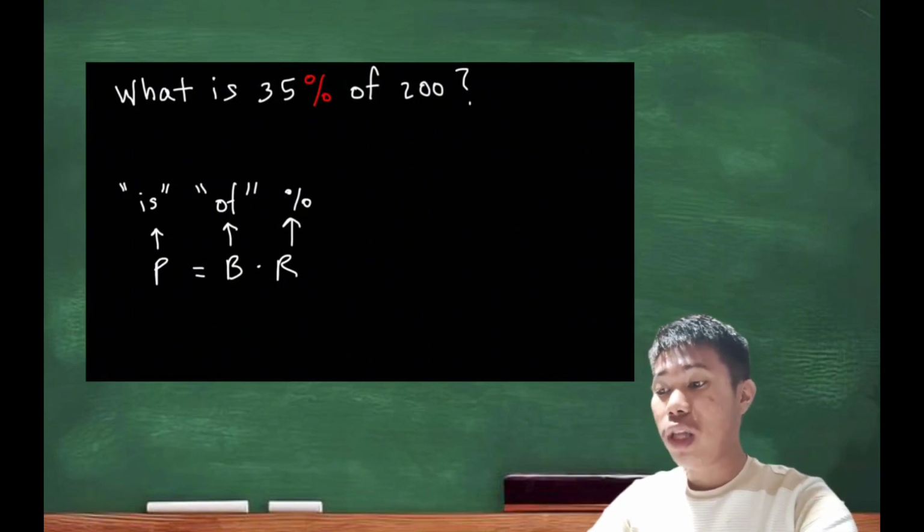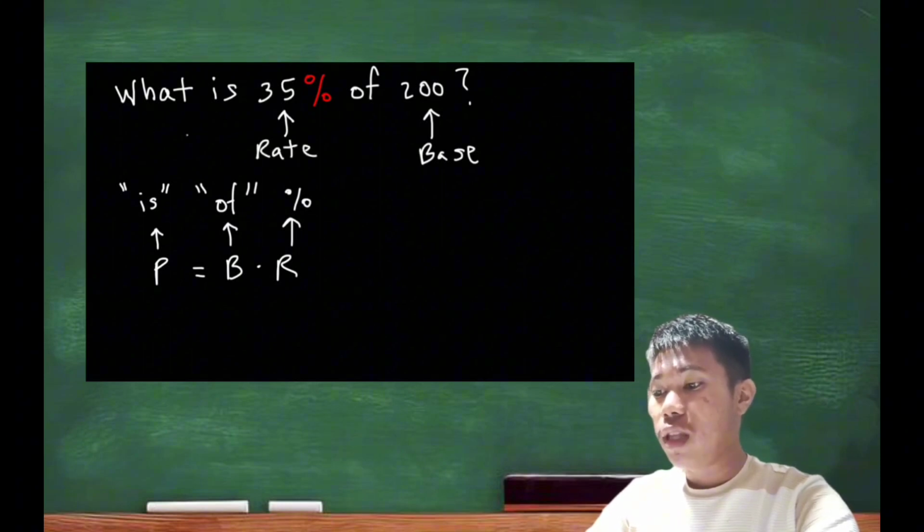what's P, what's B, and what's R? So we can see that 200 is associated with the word of. So 200 is the base. And then 35%, that's going to be the rate, because there's a percent sign in front of it. And what we're looking for is the percentage in this problem. So what is 35% of 200?